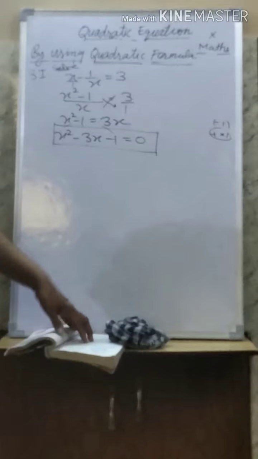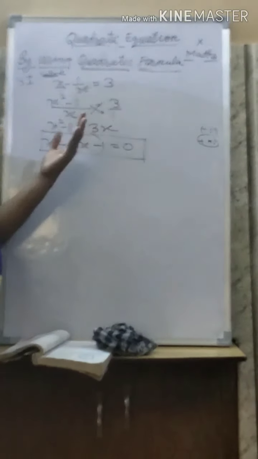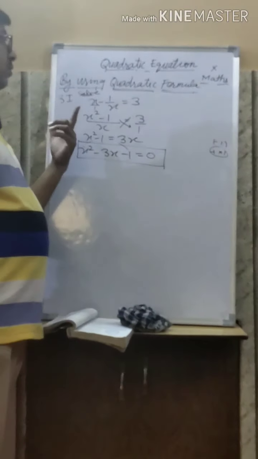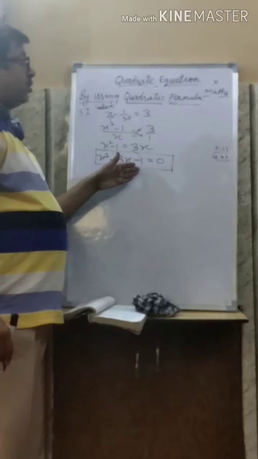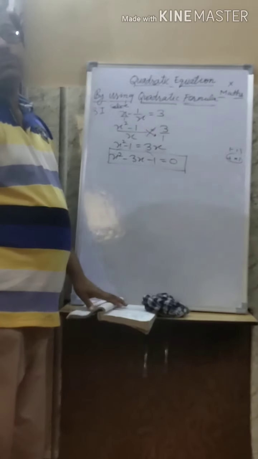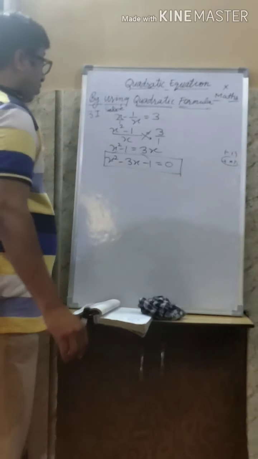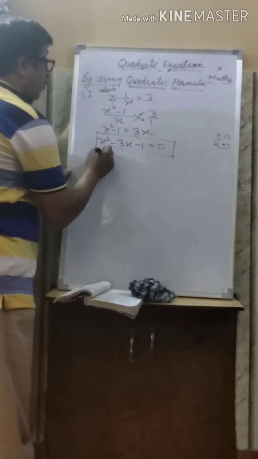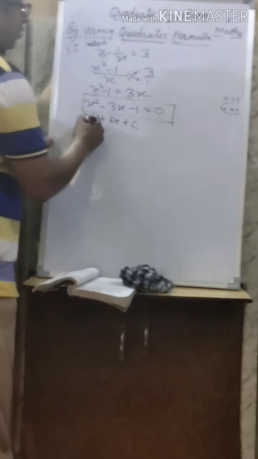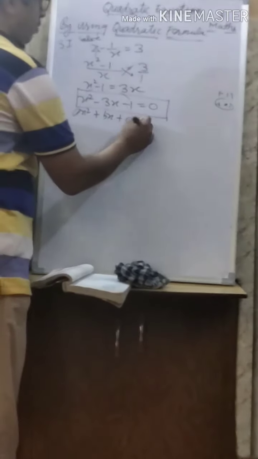Understand? If factors are possible, then we can find the roots of the quadratic equation by factorization. But if we say solve the quadratic equation, then it means you apply the quadratic formula 100%, and then the roots will come. Understand? So my dear students, first you compare with the standard form. You know the method: ax square plus bx plus c equal to 0.